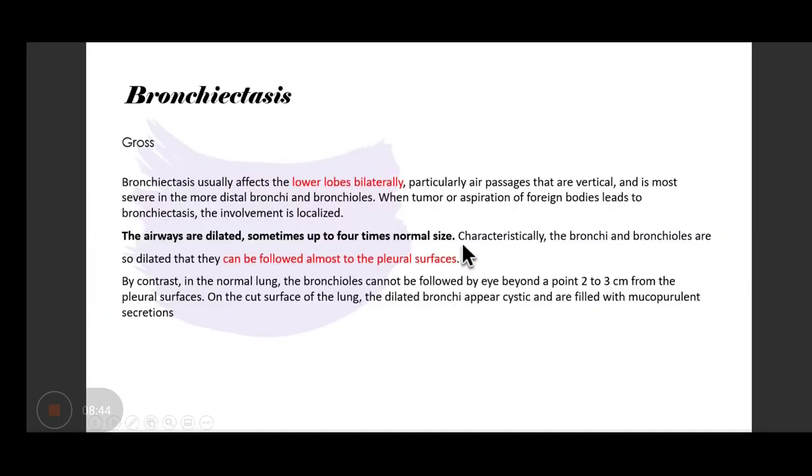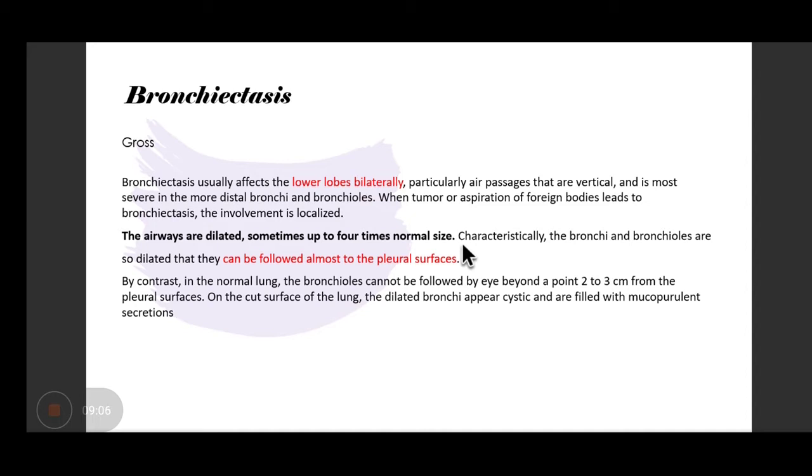Coming on to the next pathology, bronchiectasis. So what is bronchiectasis? It is dilatation of your airways. Usually happens in the lower lobes, okay? So your airways are dilated to around 4 times the normal size.